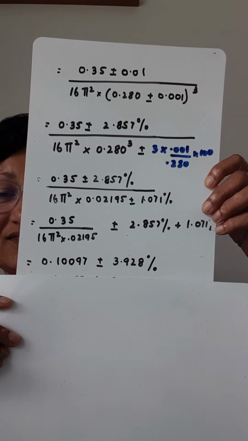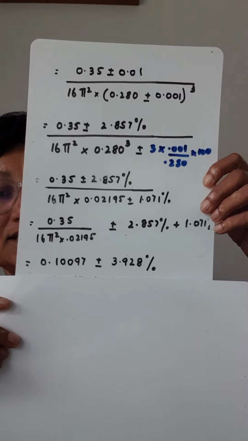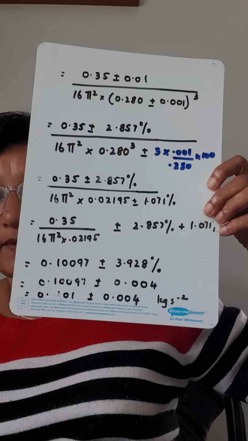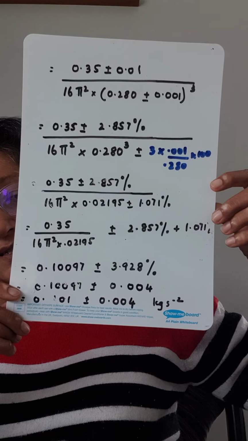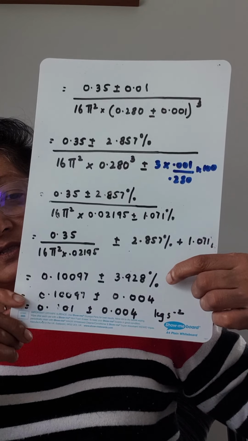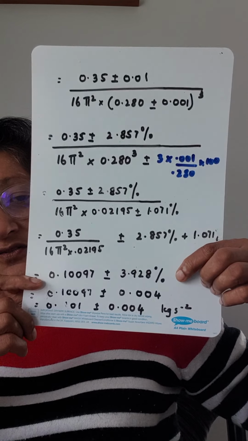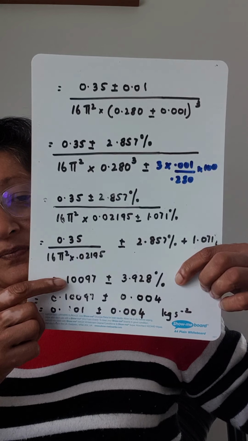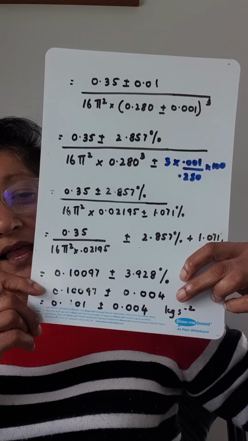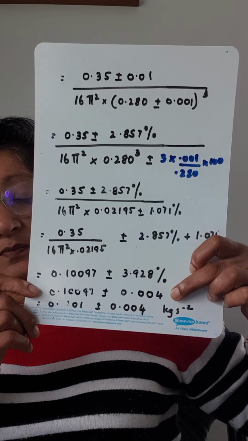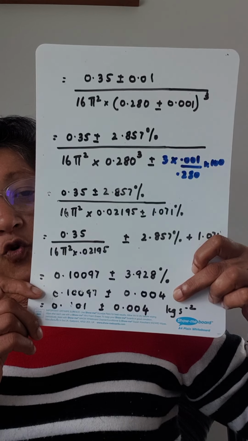We cannot leave the final answer as a percentage uncertainty, and the percentage uncertainty has to be got back to the absolute uncertainty. So how do I do that? So it's this 3 point whatever percentage divided by 100 times this number. So I get point, and that has to be reduced to one significant figure. So it becomes plus or minus 0.004.